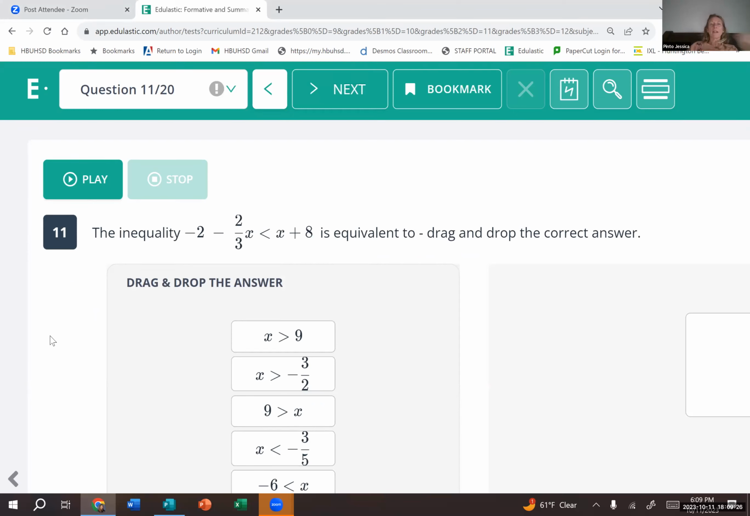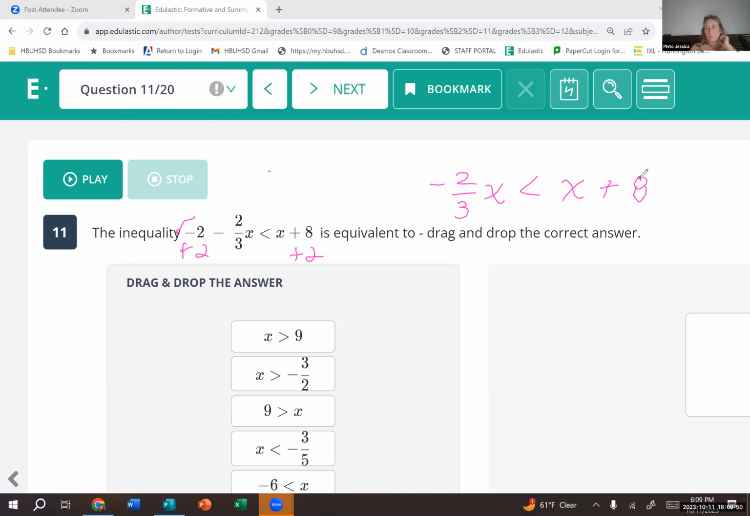Okay, so here we have an inequality. I can already see that there's a fraction here, so this is going to be really interesting. I'm going to get rid of this 2 first with plus 2. I'm going to add that over here, and that's giving me negative 2/3 x inequality x plus 8. So now I have x on both sides with the, oh, I forgot to add 8 and 2. That's not 8 anymore. That's going to be 10.